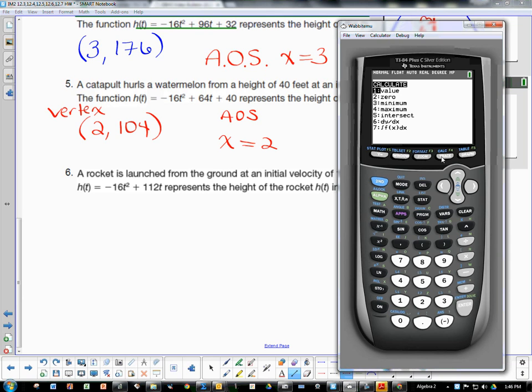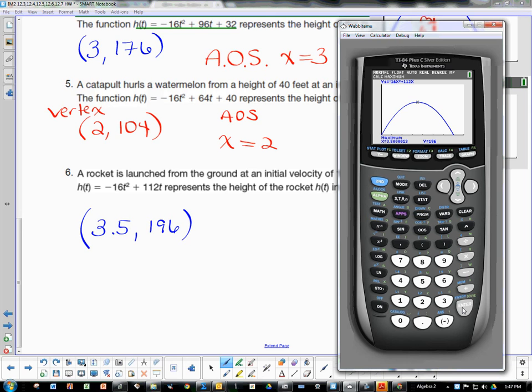So second, trace. Let's find that vertex, which is number 4, a maximum. That looks like it's 3.5 comma 196. Now keep in mind our variables are t comma h at t. So this 3.5 is the time it takes this rocket to reach a height of 196. So that's the maximum height.